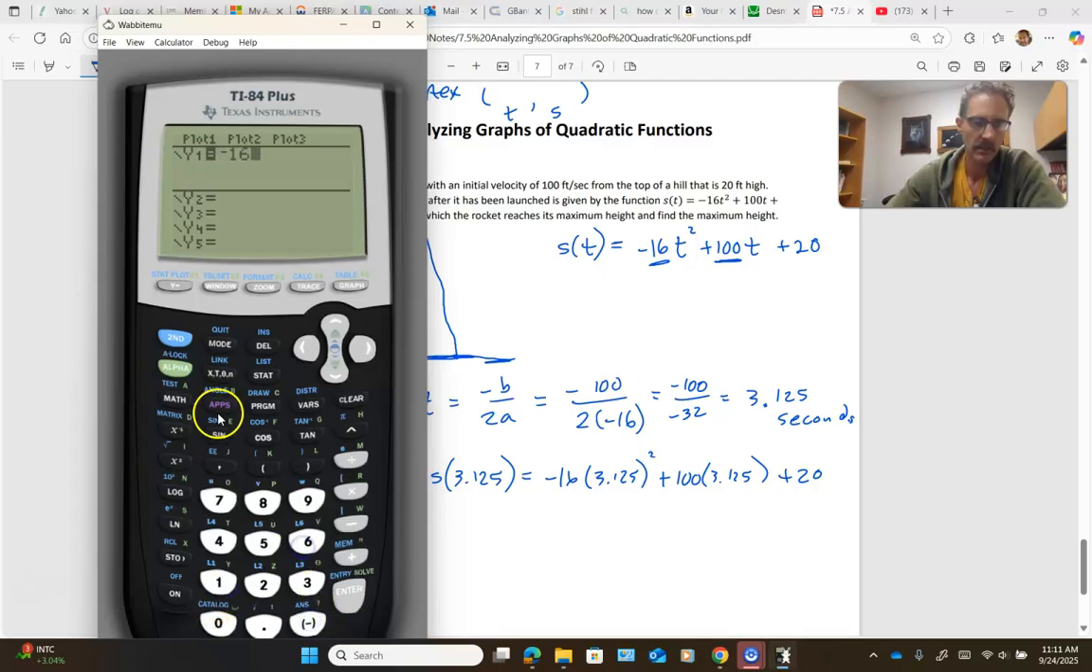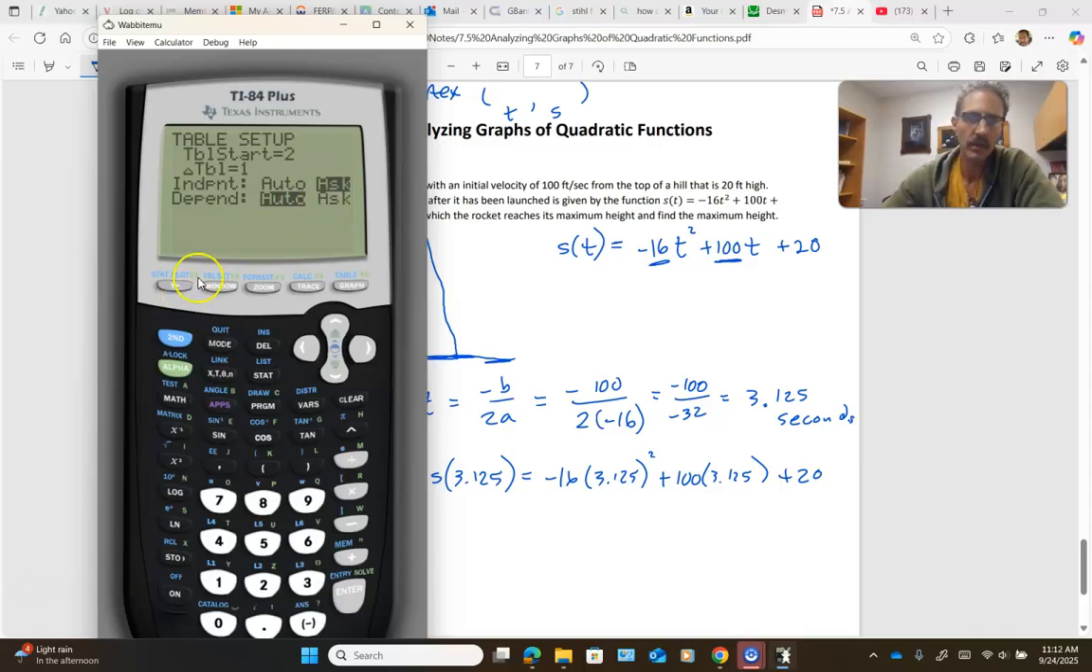Negative 16. We have to use an x instead of a t. Plus 100x, and then plus 20. Now I would say you could go and look at the table to find the corresponding y coordinate, which represents the height. But the table doesn't list a value that's a fraction. So what you can do is come over here to table set, hit second window, go down to the independent variable and click on ask.